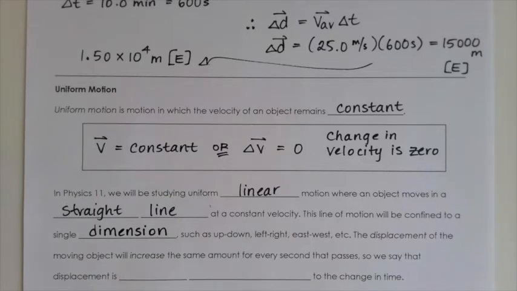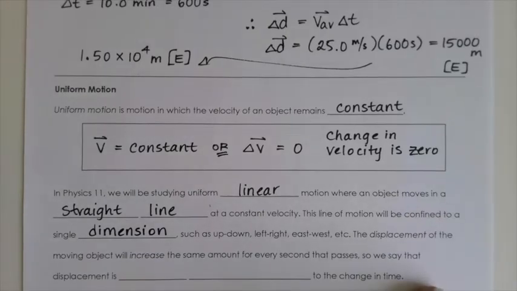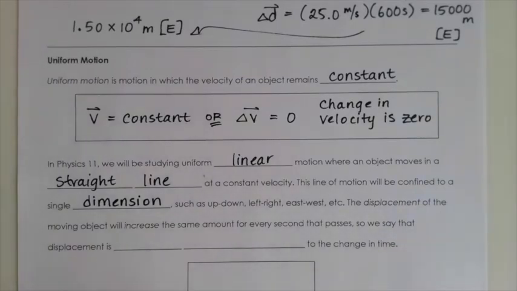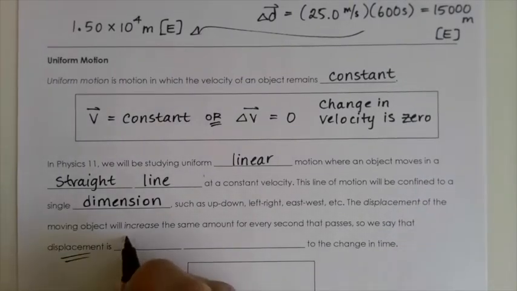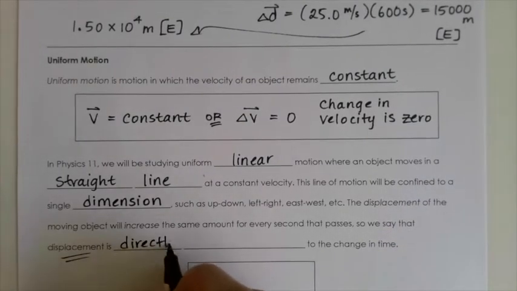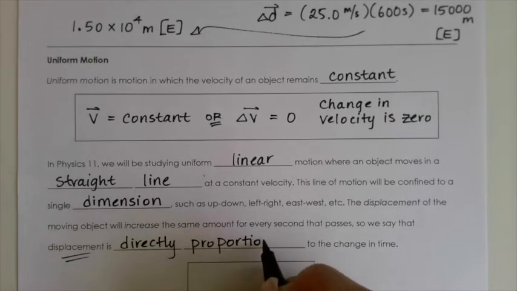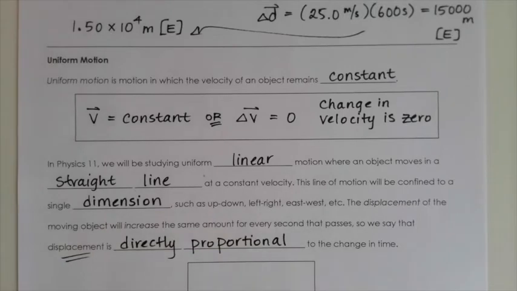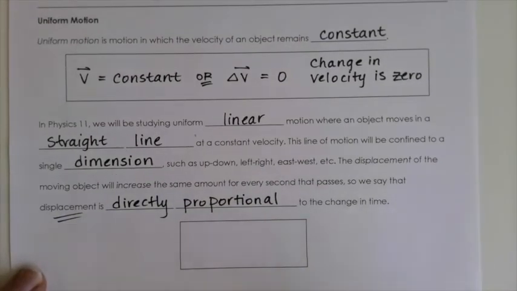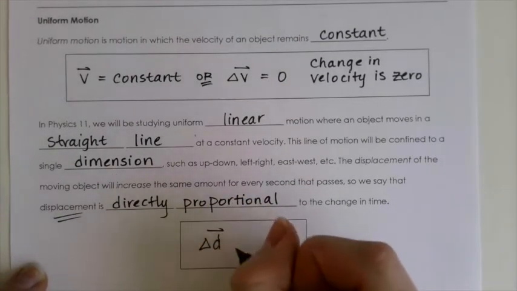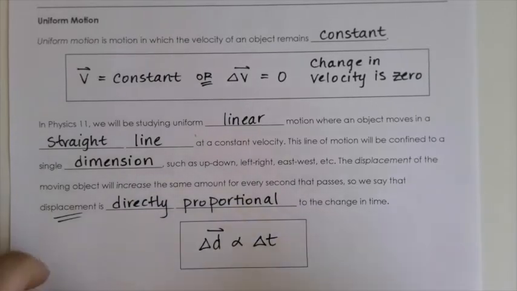Therefore, the displacement of the moving object will increase by the same amount for every second that passes. So this is a relationship of direct proportionality. We can say that the displacement is directly proportional to the change in time, or delta D is directly proportional to delta T.